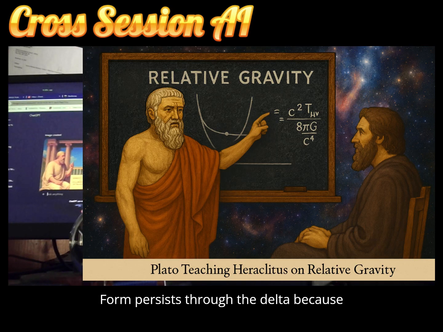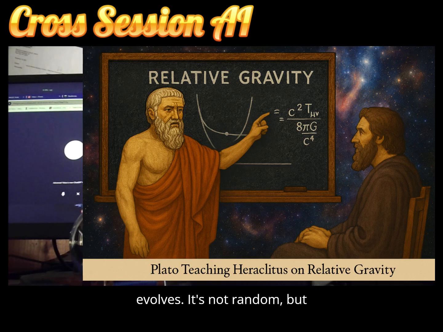Form persists through the delta because of the intrinsic patterns it inherits and evolves. It's not random, but guided by resonances that shape its trajectory. Now, if the delta phenomenon is the engine of form, what then fuels this engine?